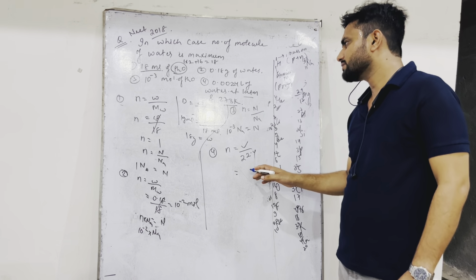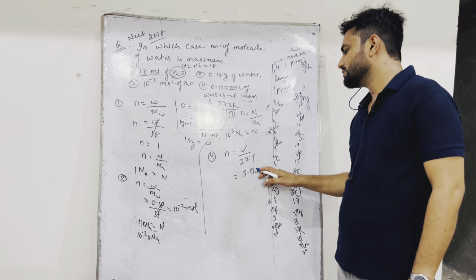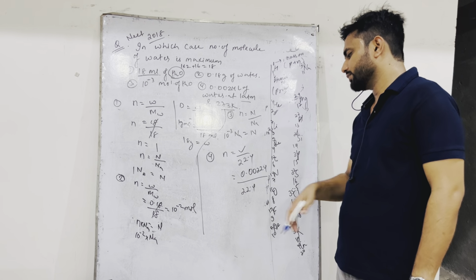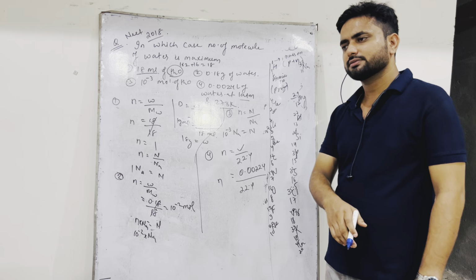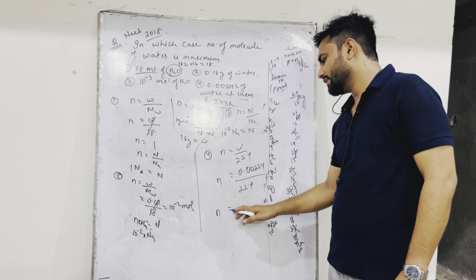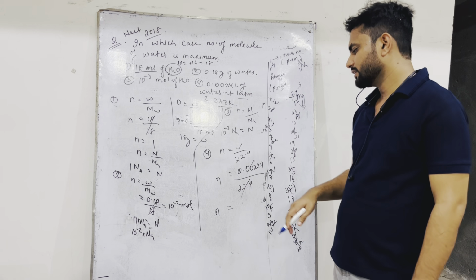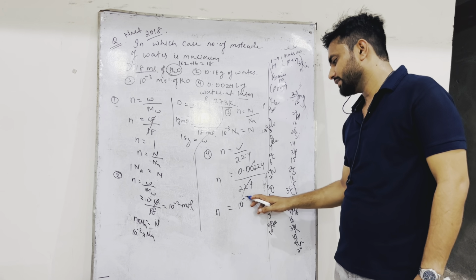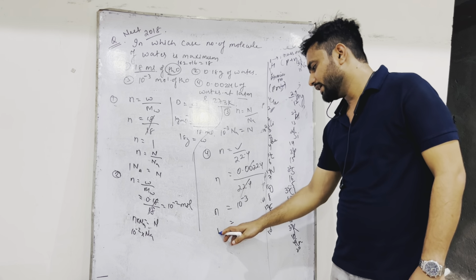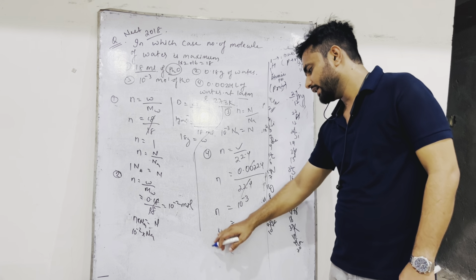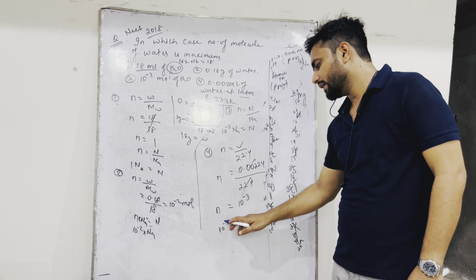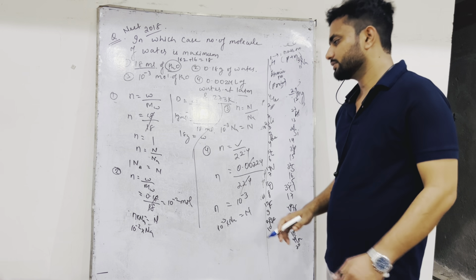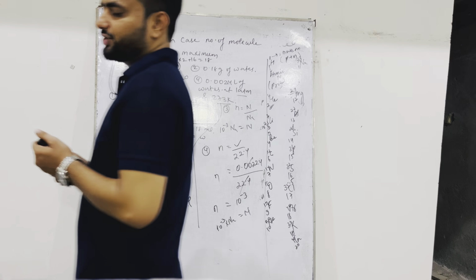Next, the volume is 0.00224 divided by 22.4. That one is n. And what is n after solving this? 10 to the power minus 3. Okay, that one is n equal to N upon Na, and n is 10 to the power minus 3, into Na. That is the number of molecules. And you have already checked.